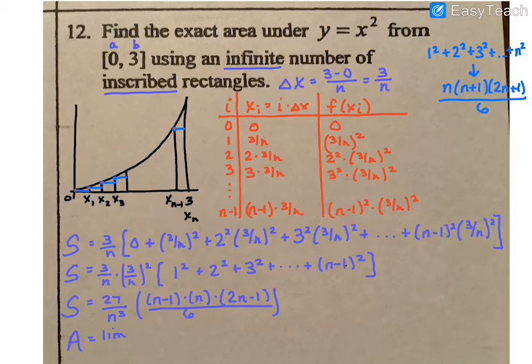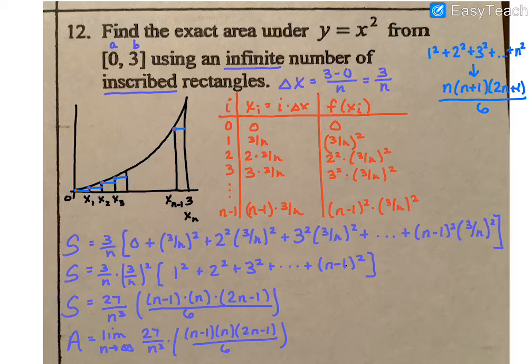So the limit as n approaches infinity of the expression from above. So 27 over n cubed times n minus 1 times n times 2n minus 1 all over 6.